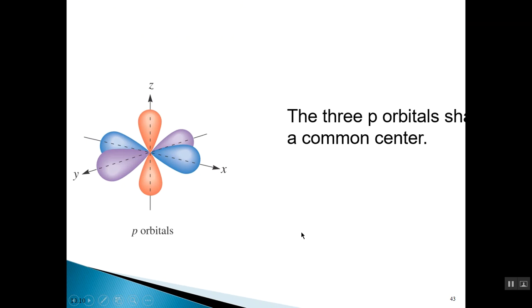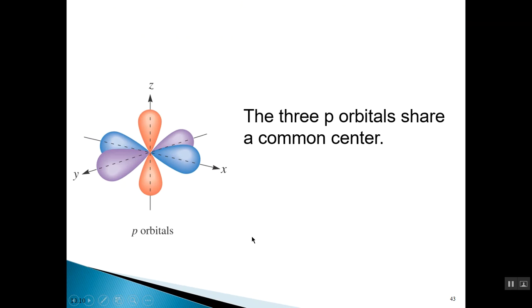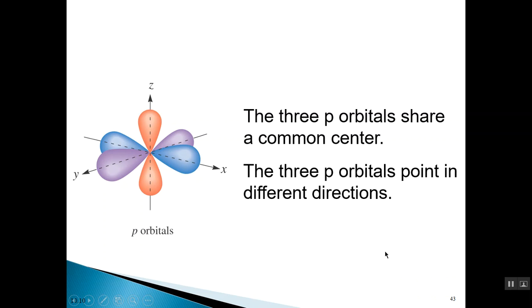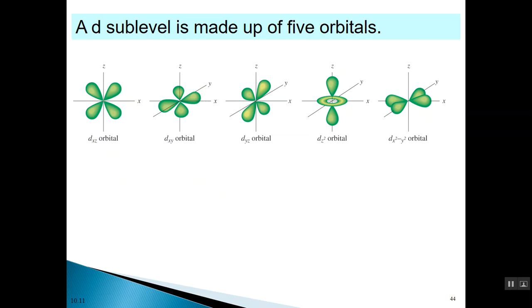And this is what the p orbitals look like together, all right? So that's how they're arranged. And as stated here, they share a common center right here. And the p orbitals, of course, are pointing in different directions. So they basically have mutual right angles to each other. So that's a px, that's a py, and that's the pz orbital, all right?